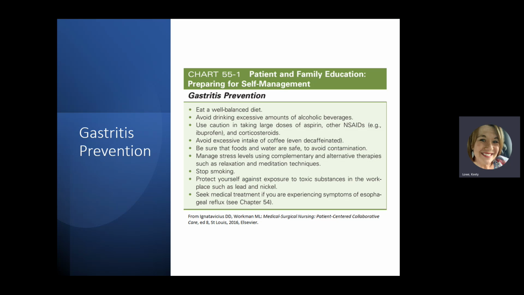Be sure that the food and water we eat are safe. So again, if our stomach detects something that is a bad bacteria, it's going to make more stomach acid. So be careful about the things that we eat, where they come from, especially if we're traveling. Stop smoking, blood vessels. Protect yourself against exposure to toxic substances in the workplace. Things like lead and nickel, those kinds of things can damage tissues as well. We can breathe those things in. They can be on things in the atmosphere. We can touch them. They can absorb into our system. They can damage tissues throughout the body.